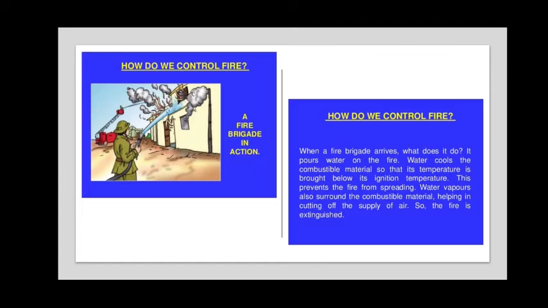Water cools the combustible material so that its ignition temperature is brought very low. This prevents the fire from spreading. Water vapors also surround the combustible material, helping to cut off the supply of air. So the fire is extinguished, that is, the fire is put off.